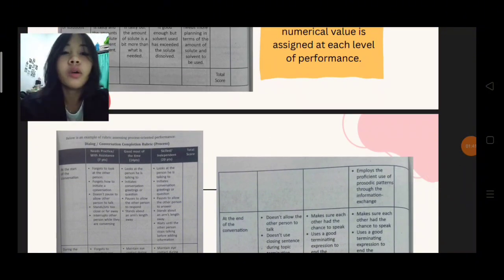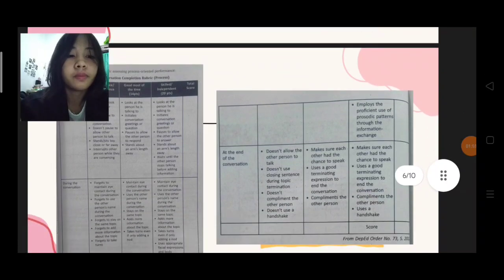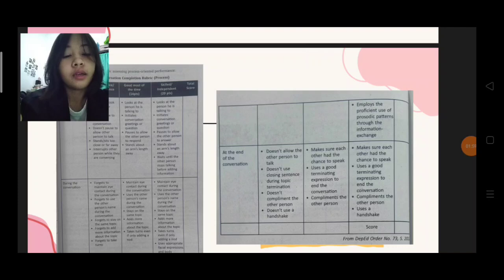So another, we have an example again. It is the dialogue or the conversation completion rubric. This rubric assesses conversational skills, categorizing performance into 3 levels. These are: needs practice with assistance, good most of the time, and skilled or independent. It evaluates 3 key phases of a conversation.